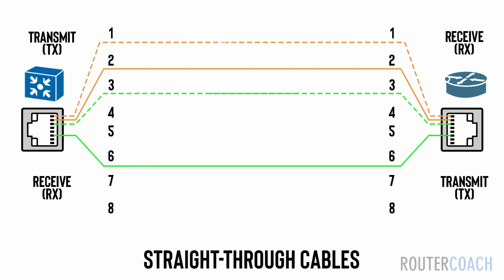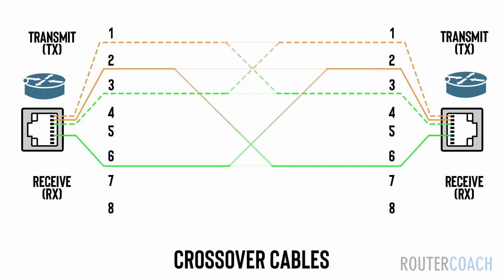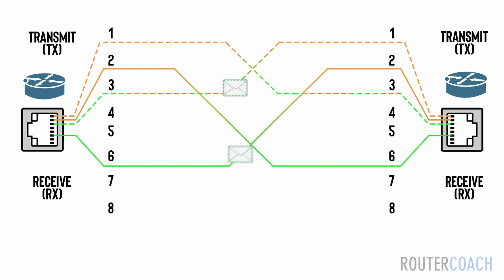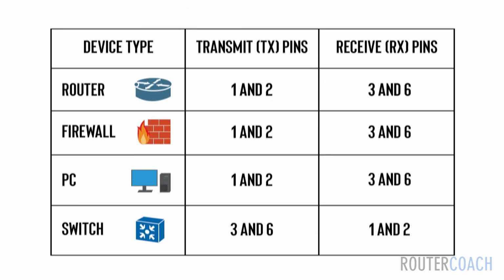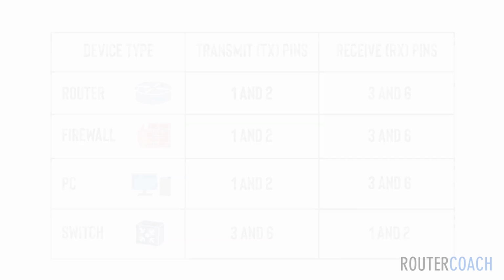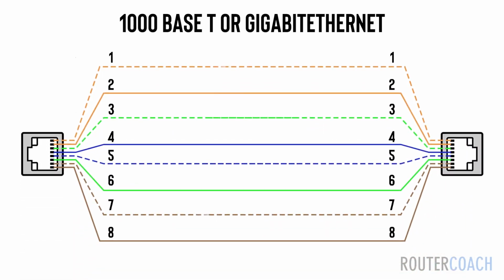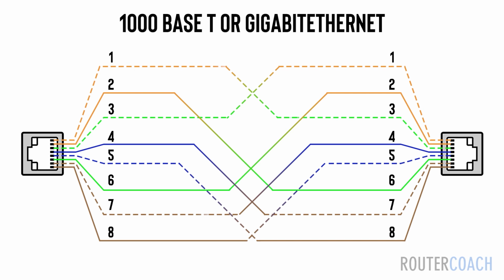But what will happen if 2 routers wanted to communicate with each other? It's simply not going to work with straight-through cables. The answer to this problem is another type of cable, the crossover cable, where pin 1 is connected to pin 3, and pin 2 is connected to pin 6 on each end. Here's a chart reviewing the different devices and pins that they use to receive and transmit data. However, if we were to use speeds greater than fast Ethernet, like 1000 base T or gigabit Ethernet, then all 8 pins will be used. This is the layout for a straight-through cable, and this is the layout for a crossover cable.